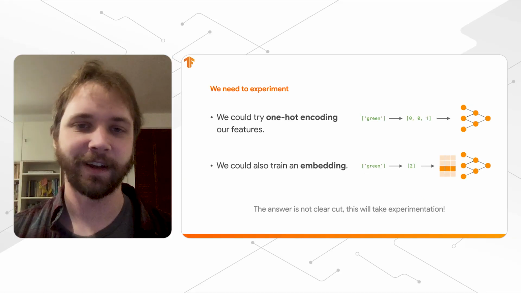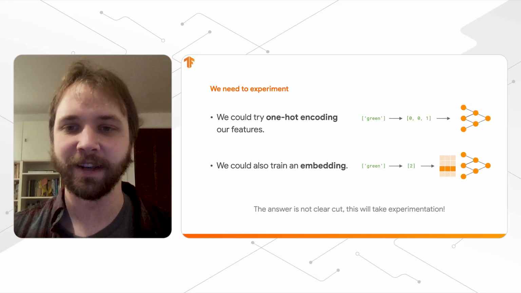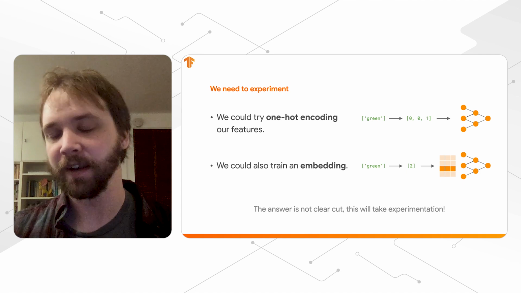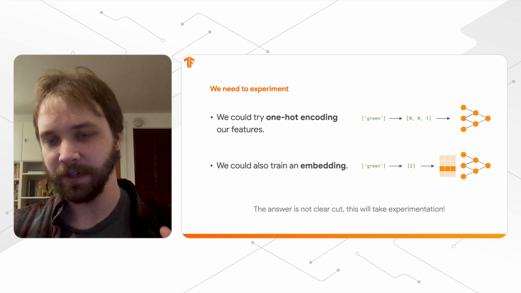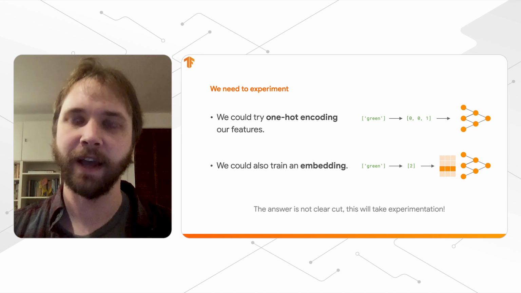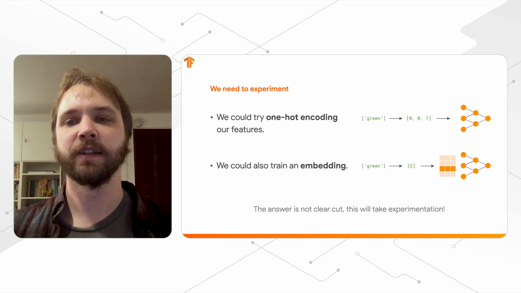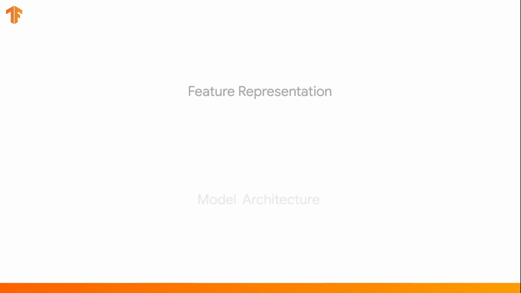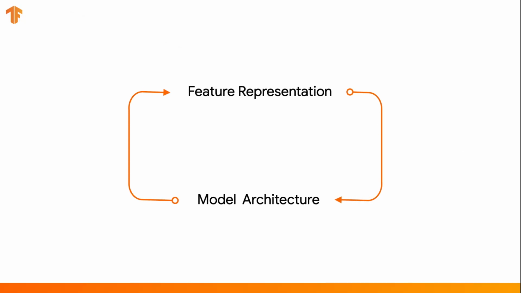But those are guidelines at best, and really the only way to dig into this is by running experiments, and running experiments where you change your preprocessing and your feature representation at the same time as you're changing your model architecture. So when you're developing a model, you can think of it as bouncing between these two states of modifying your feature representation and modifying your model architecture, sometimes changing them both at once. And you want to be able to move between those two problems as seamlessly as possible.